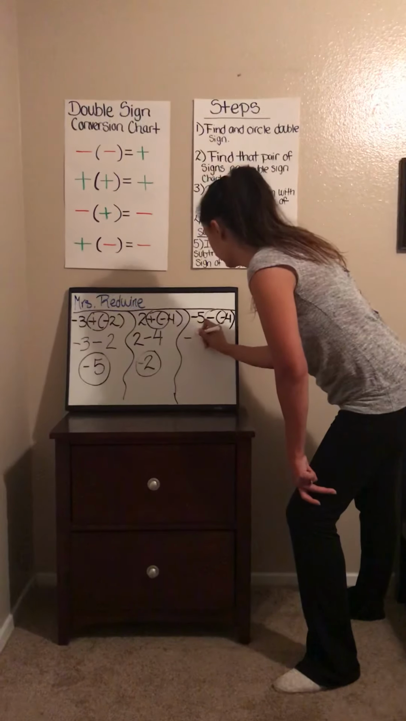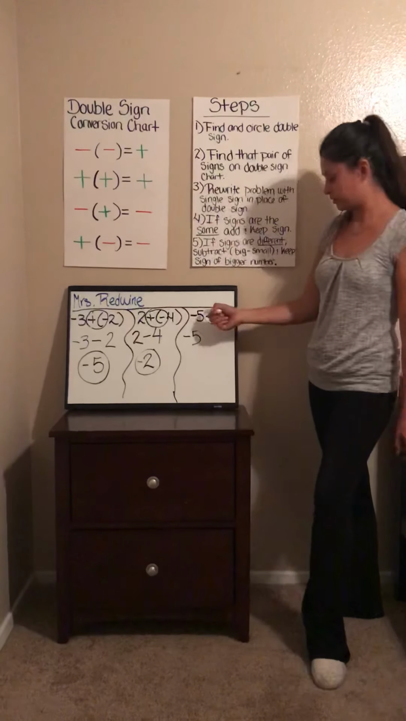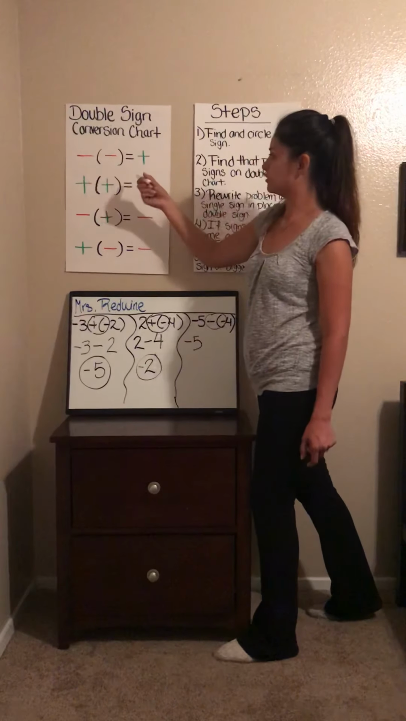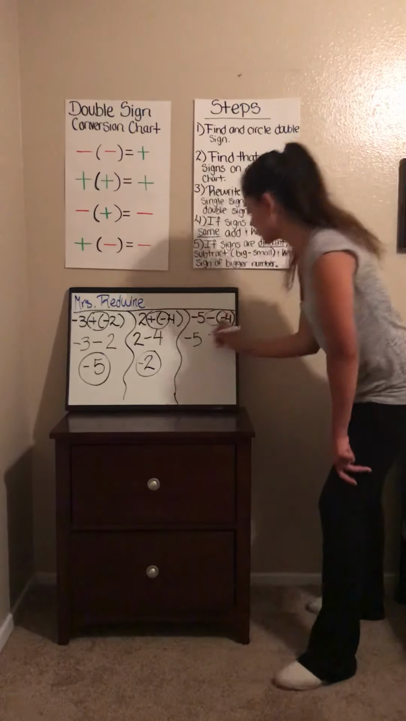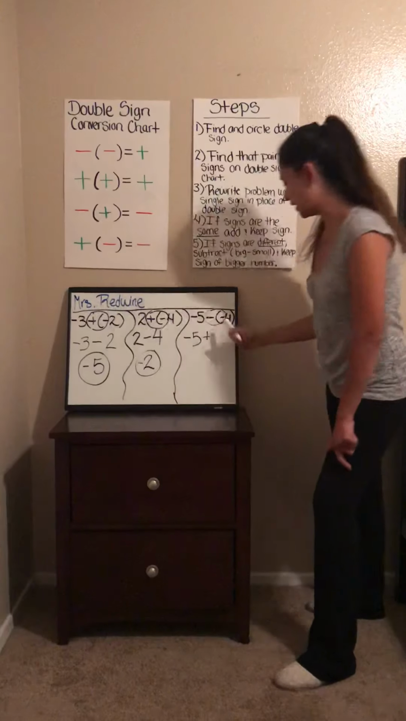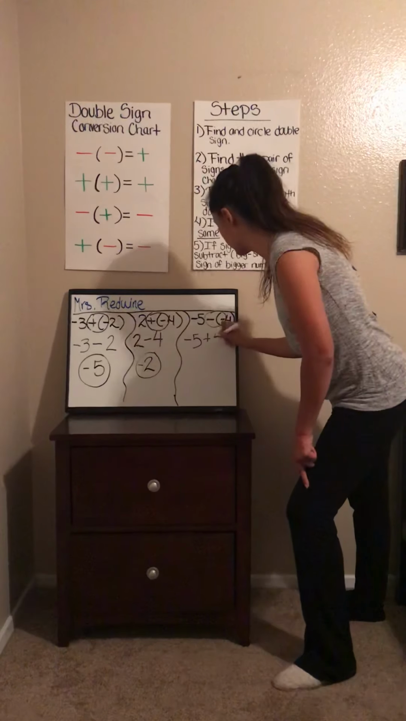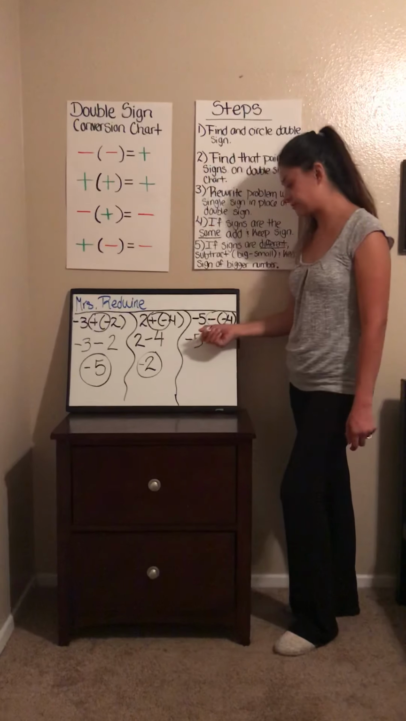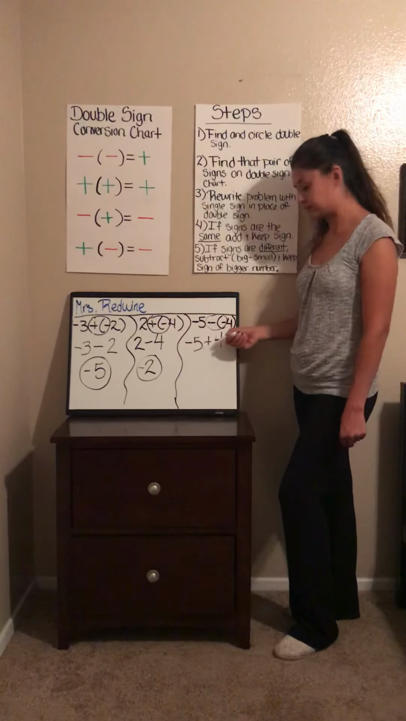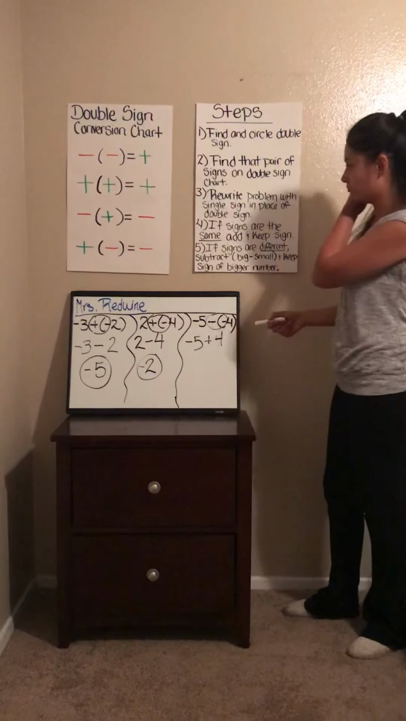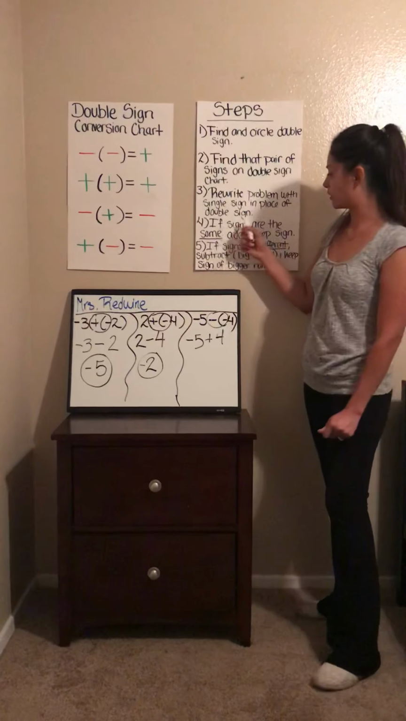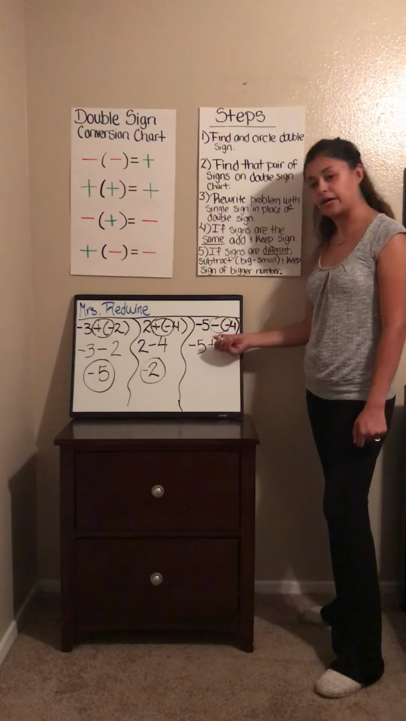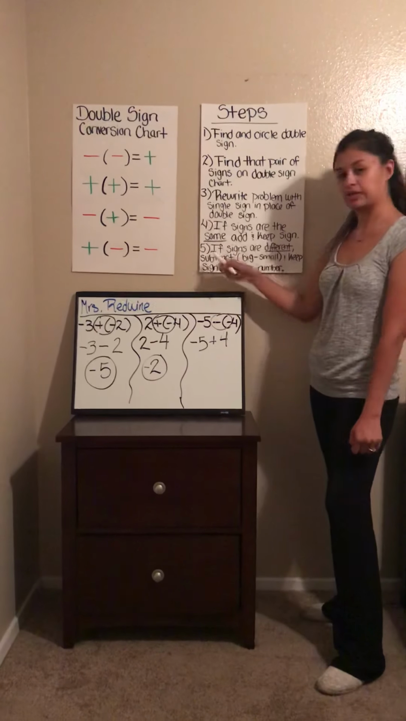So we get our negative 5. We have our 2 negatives, negative, negative. So we're going to make that into a positive. So that's where the positive is coming from. And then we're going to move down our 4. So now our problem is negative 5 plus 4. We have a rewrite. Are the signs the same? No, they're not the same because we have a negative and a positive. So we've got to go to step 5.